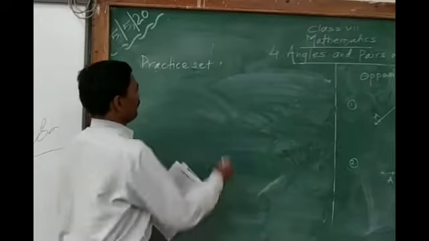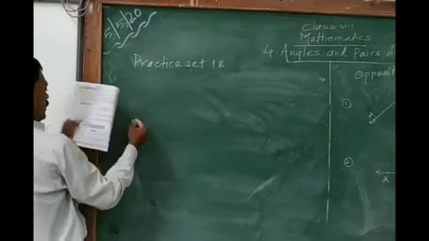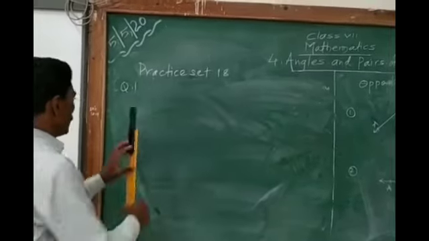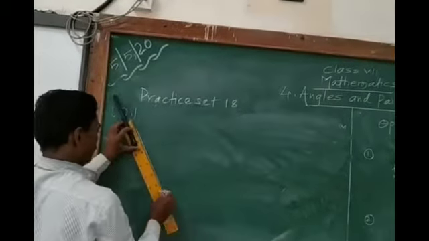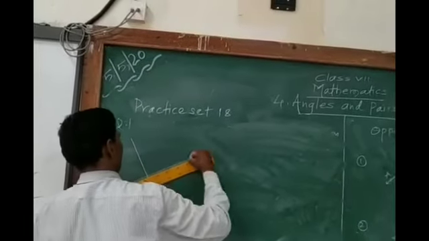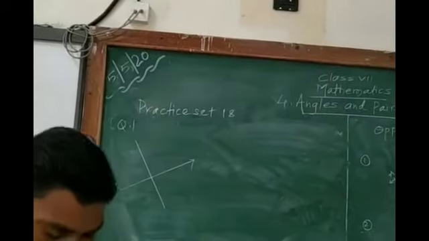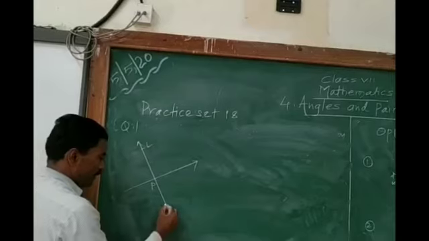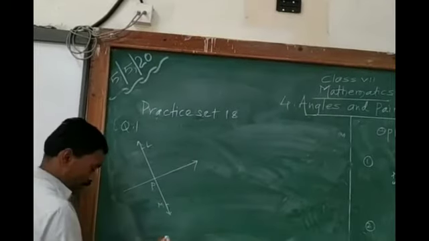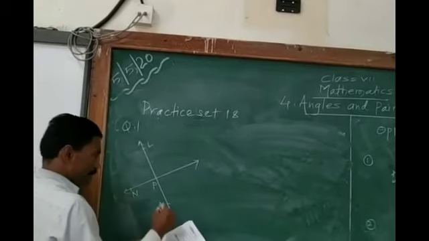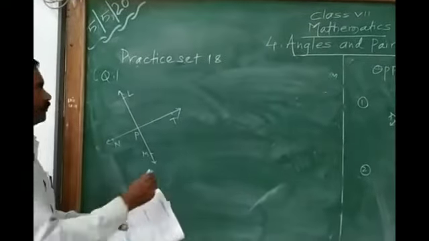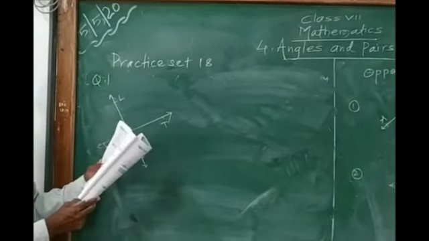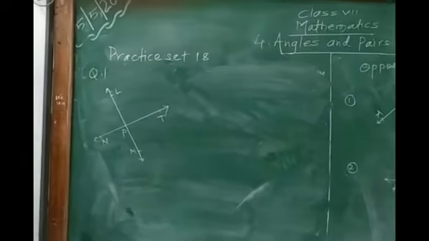Practice set 18. Question 1. There is one common figure given with points L, P, M, N, T. And question first, name the pairs of opposite rays in the figure. Name the pairs of opposite rays.